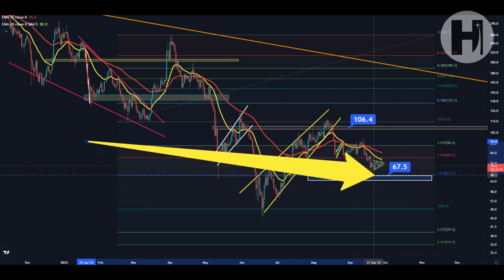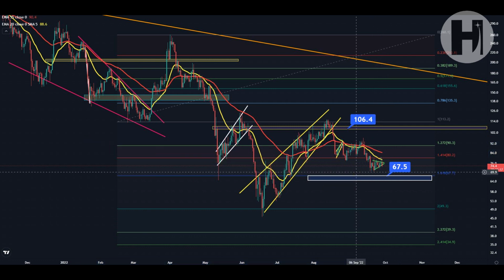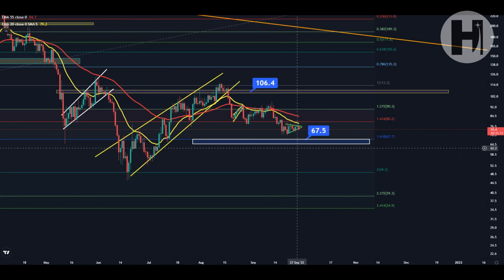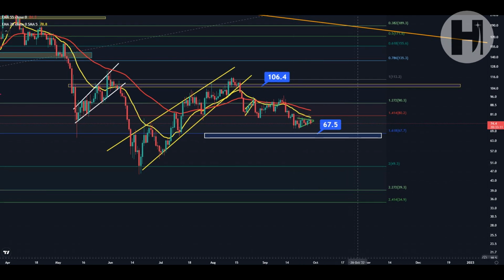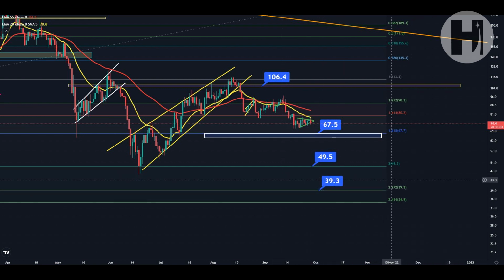Now, there is a good chance that it won't, to be honest with you, because if Bitcoin drops all the way down to $14,000-$15,000 in a matter of minutes, then altcoins are going to bleed hard, and I would target 49.3 once again for Aave at least, right? And then you have 39.3 as the 2.272.